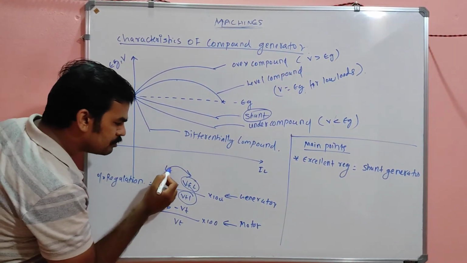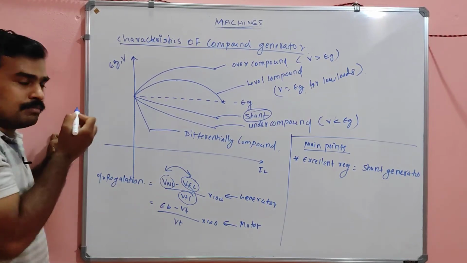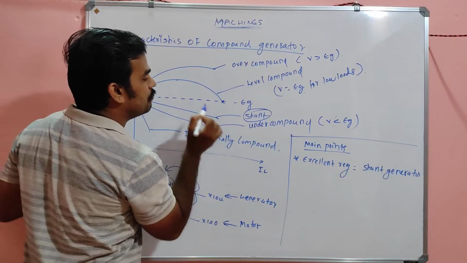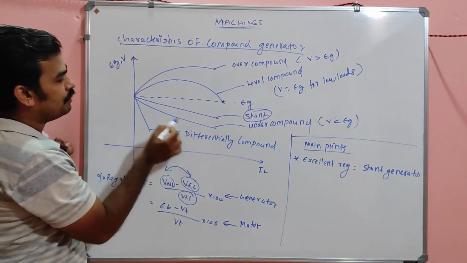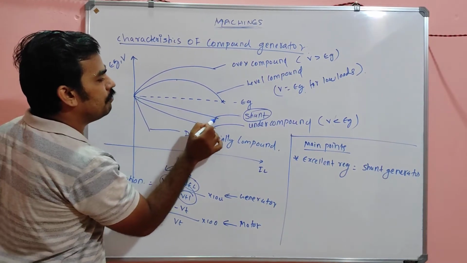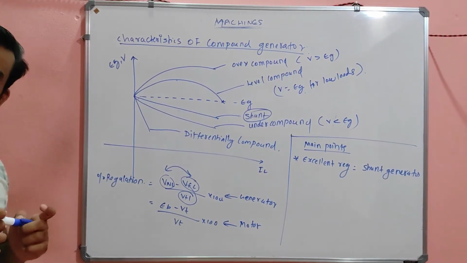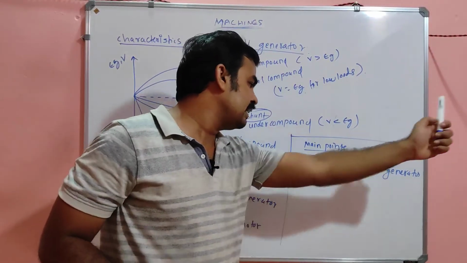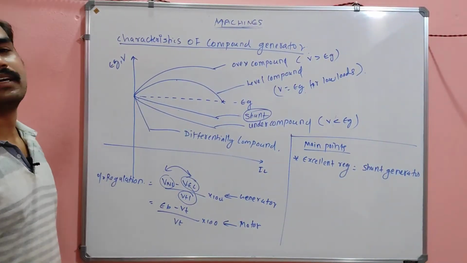So the difference between these two is minimum for what type? DC generator, for shunt type DC generator. All others have very abrupt changes, but here the change is very small, so that is called the DC shunt generator. So we can say that excellent regulation will be offered by the shunt generator.